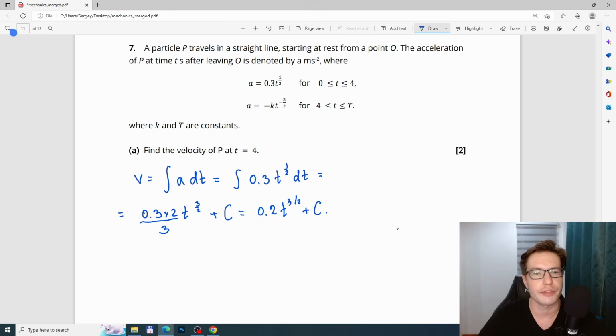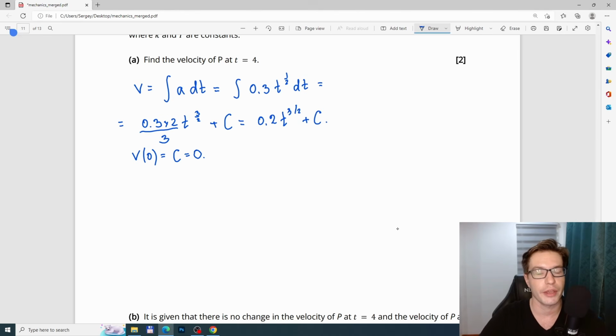Now we're given that the particle starts from rest, so it means when t equals 0, velocity is also 0. So when I substitute 0 into my formula for the velocity, I get c, and it must be equal to 0, so that means c equals 0. Okay, now find the velocity of p at t equals 4. Let's substitute 4. And we'll get 1.6.